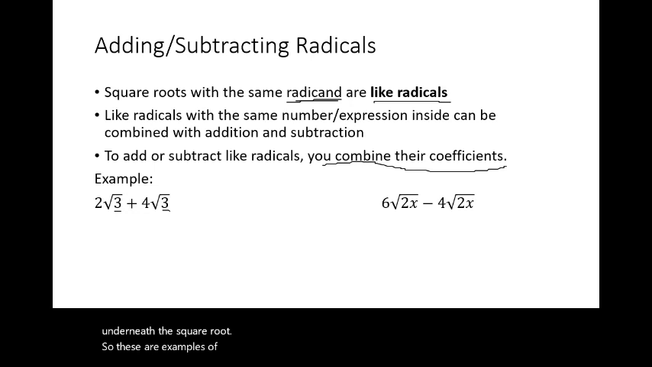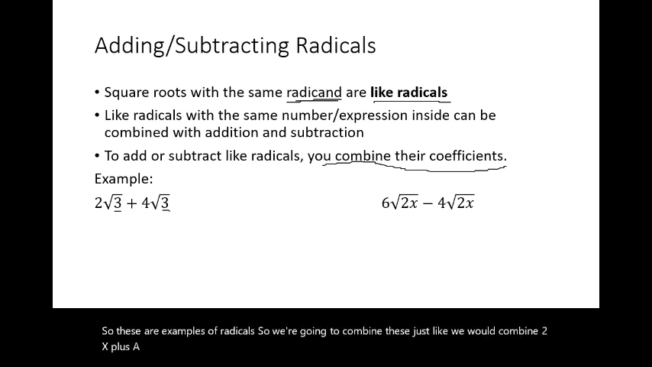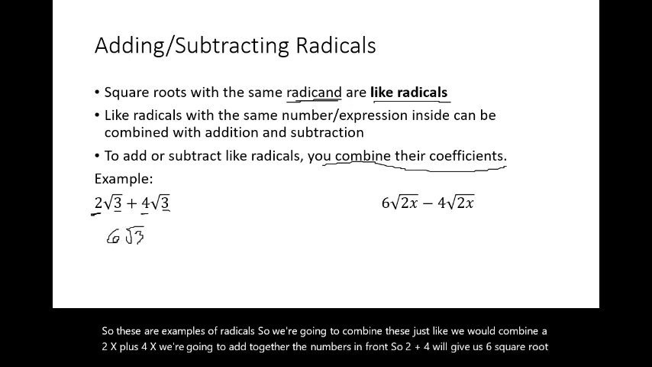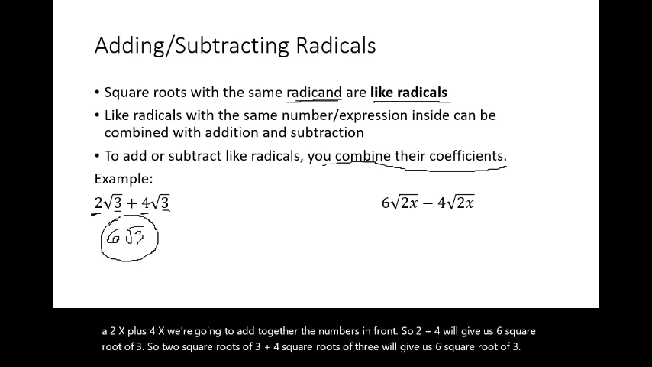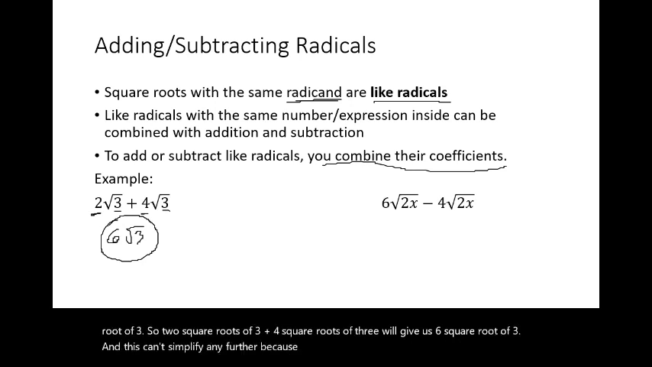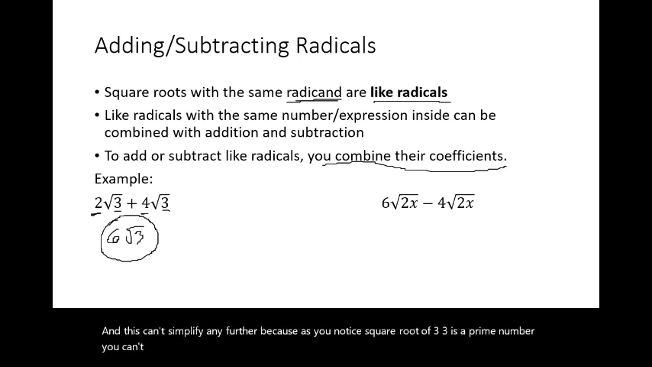So we're going to combine these just like we would combine a 2x plus a 4x. We're going to add together the numbers in front. So 2 plus 4 will give us 6 square root of 3. So 2 square roots of 3 plus 4 square roots of 3 will give us 6 square root of 3. And this can't simplify any further because, as you notice, square root of 3 is a prime number. You can't actually simplify that square root.